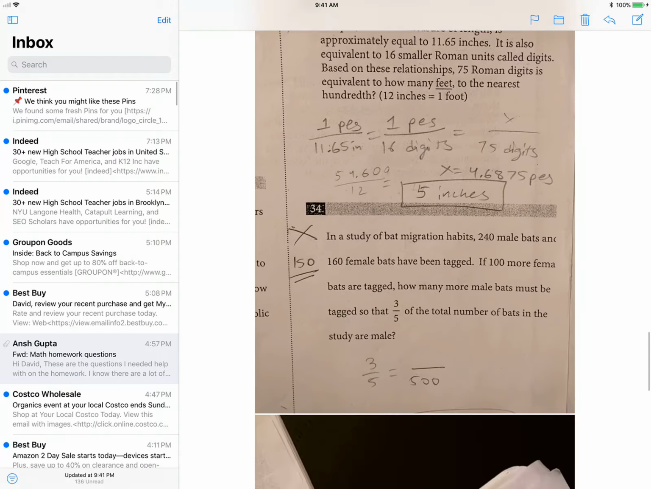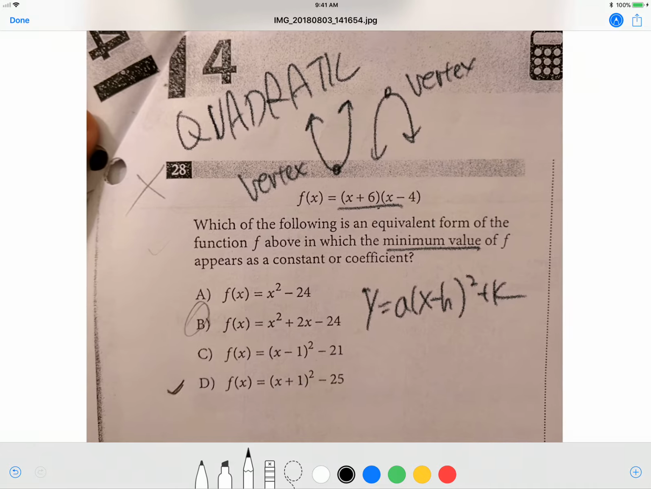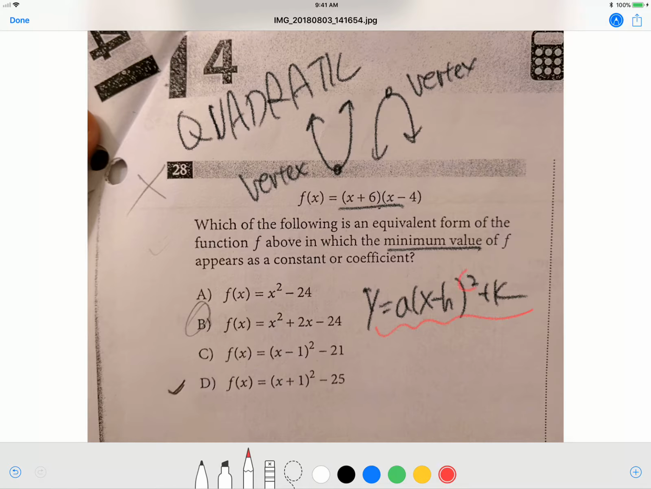quadratic. And in quadratic setting, you either have an open up parabola or an open down parabola. These two are what we call the vertex, the vertex maximum or minimum value. Now, which of the following has that value appearing? You must know your vertex form. The special characteristic of a vertex form is that it has something squared in it. Okay? This you need to memorize.